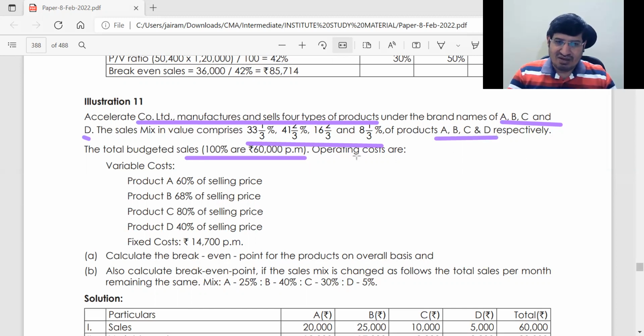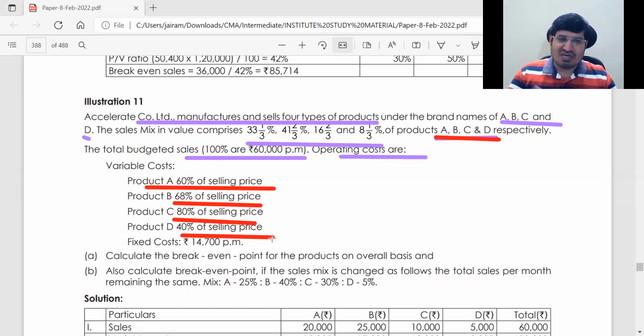And then you have been given operating costs. Product A is 60% of selling price. You have got individual selling price now. Then you just do 60%, 68%, 80%, and 40%. You will get variable cost. You have sales, so you will get contribution. And then you have got fixed cost total. Just add all the 4 contributions, you will get total fixed cost. Put it there and you will get total profit.